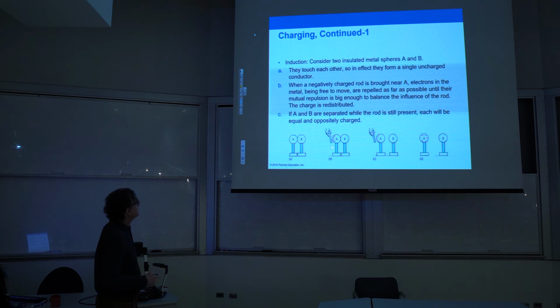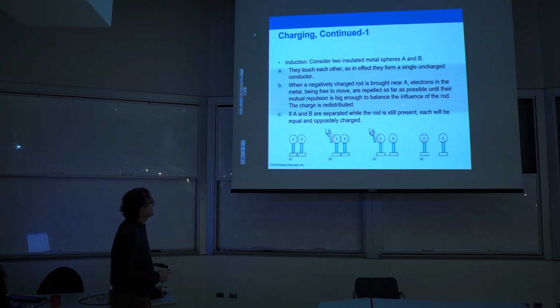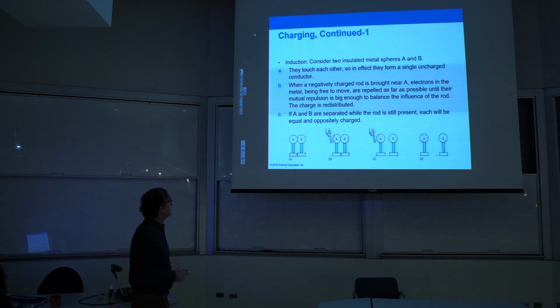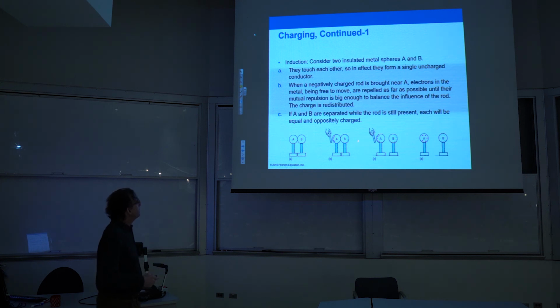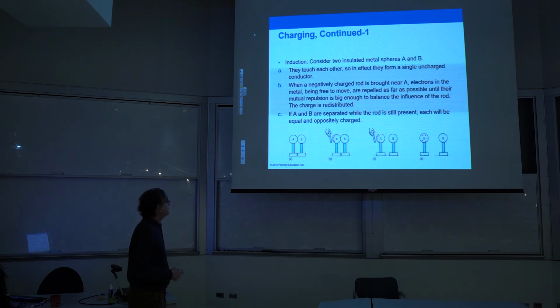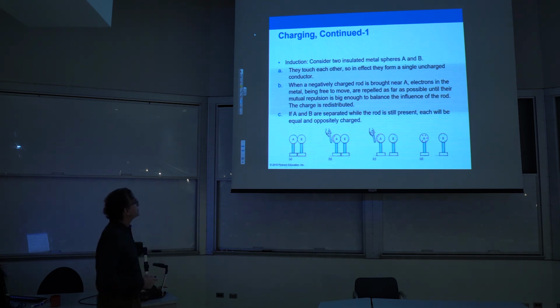And when it's brought near the sphere on the left in figure B here below, that was sphere A, then the electrons from both spheres are repelled from the electrons on the rod, and they move to the furthest distance they can away from the rod and move completely over to the right of object B. That leaves object A with a deficiency of electrons, and object B has a net negative charge on it.